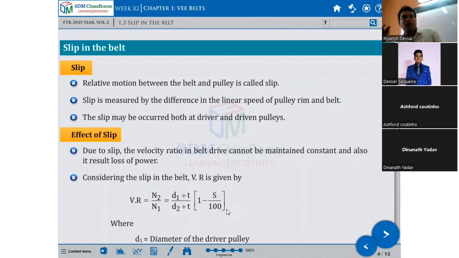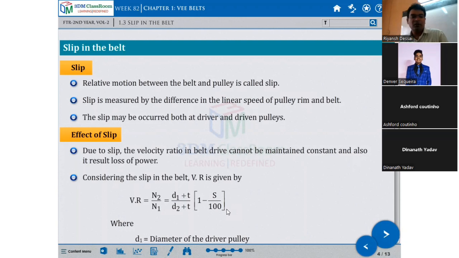Okay. So relative motion between the belt and the pulley is called slip. Understood? Relative motion between the belt and pulley. So when the belt is passing over the pulley, there is a relative motion. Suddenly it pushes along without taking the pulley, it's a slip. Slip is measured by the difference in the linear speed of the pulley rim and the belt. You can measure it also. And the slip may occur both at the driver and the driven, either on the driver pulley or on the driven pulley.